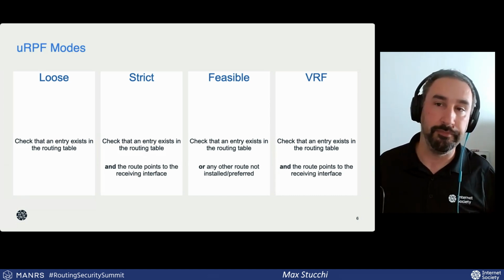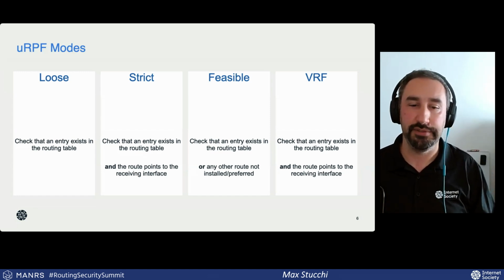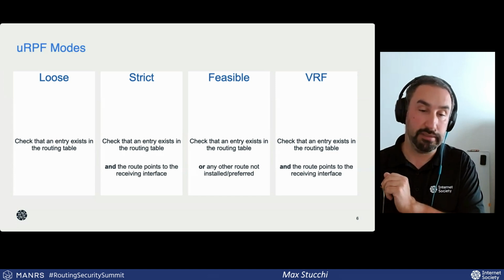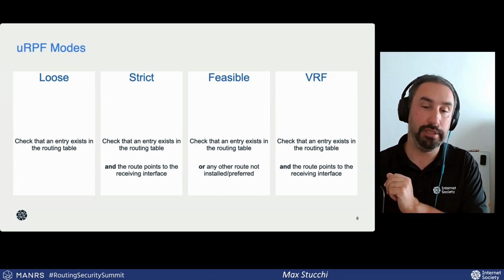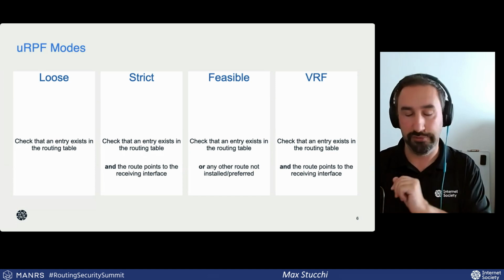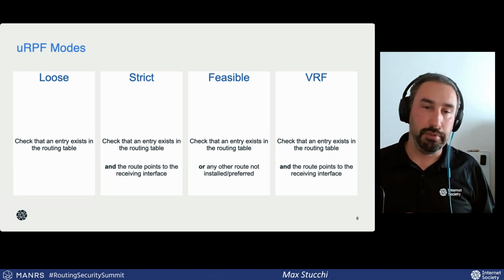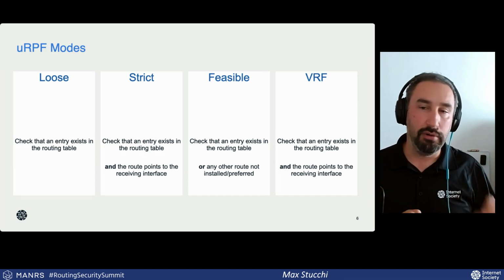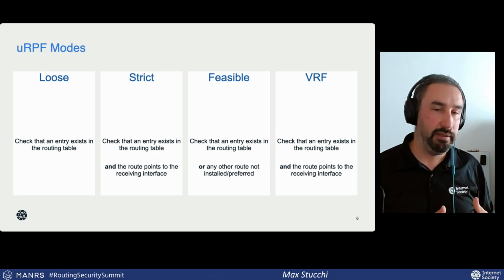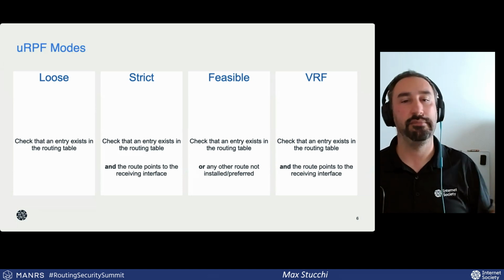my routing table. So strict mode adds an additional part to this, where it not only checks that an entry exists in the routing table, but that route must point to the same interface where we have received the packet from. So this means if I enable this mode on one of my interfaces, let's say I have assigned a network to my customers, I will only forward packets that come exactly from that network.